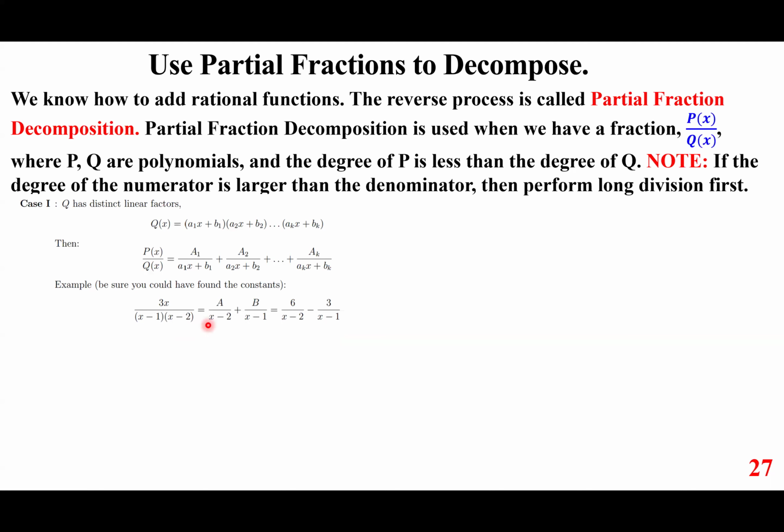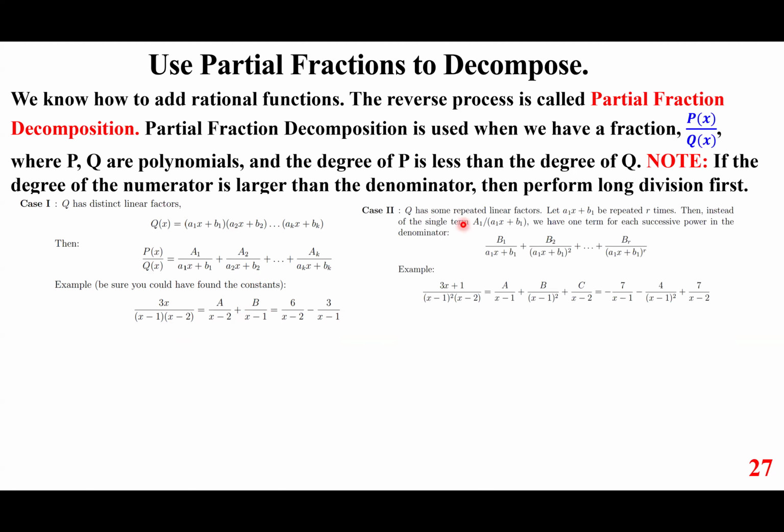But the point is, now look at this one. We know how to go from right to left, just add them up, common denominator, but how do you go from left to right? This process is called partial fraction. Second case, Q, the denominator has some repeated linear factors. For example, here, as you look at this factor, we also have it to the power of second or all the way to R. As an example, if you look at this one, we have x minus 1 squared times x minus 2, the denominator.